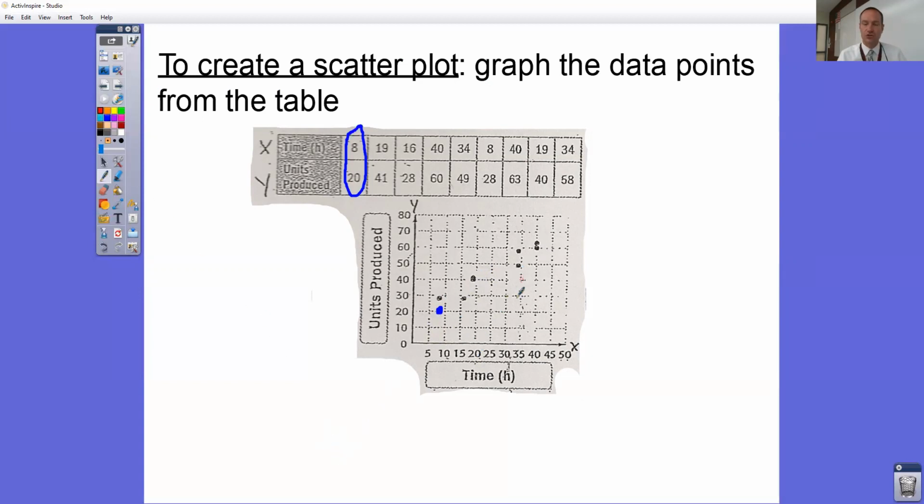If you are asked to draw a line of best fit, remember that the line of best fit would look like this. You want about half of your dots above, you want half of your dots below. So it would look something like that. It doesn't have to touch all the dots.